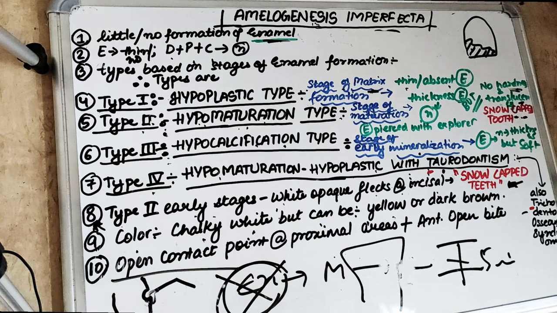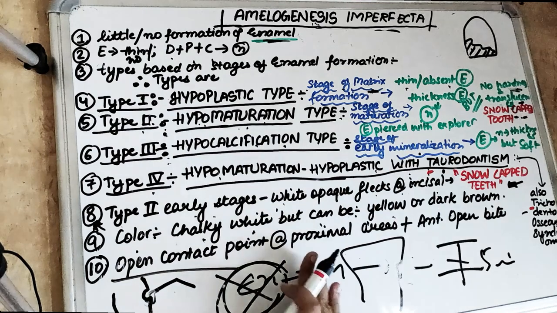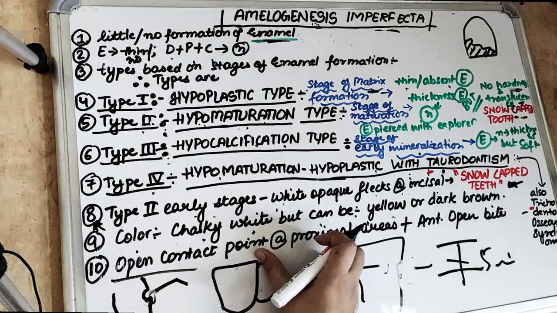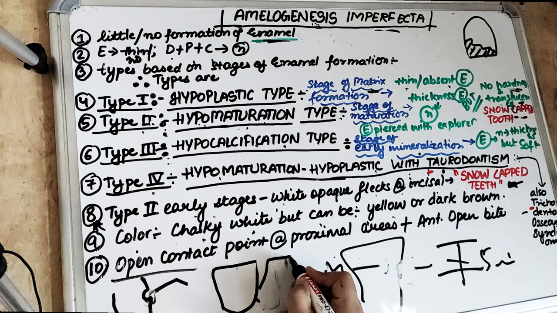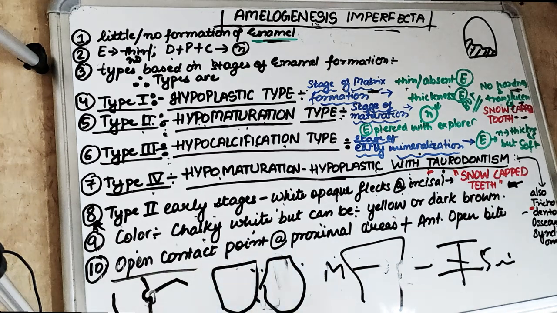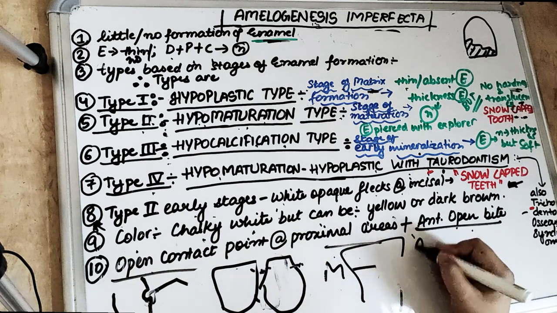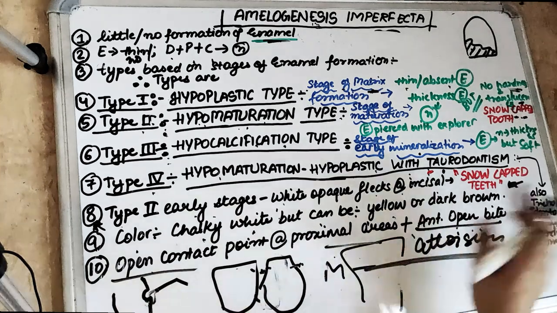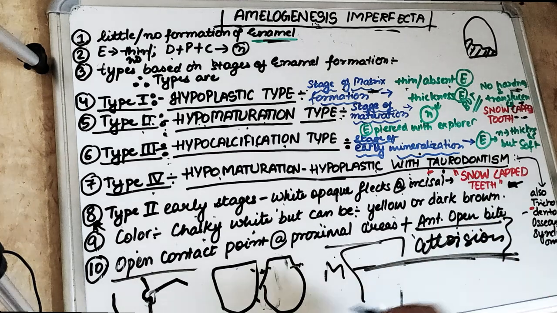And what is seen is, because there is lack of formation or early loss of enamel, the contact points in the proximal area are mostly open. Between the two teeth, suppose the teeth were supposed to be like this, right? But now there are open contact points because of the early loss of the enamel. So there are open contact points at the proximal areas. Also anterior open bite is seen, mostly because of attrition. Remember this, attrition is present because of the weakness. Enamel is weak, so the tooth gets attrited so easily, and because of that, there is an anterior open bite.